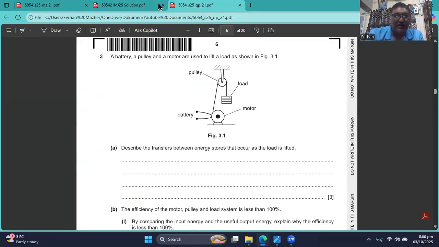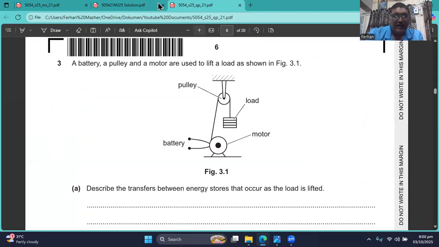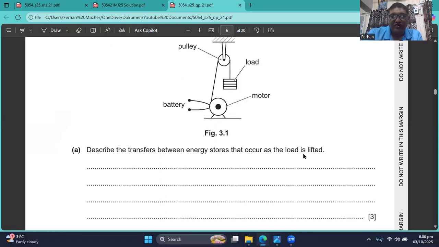Now we are on question number 3. Here we have a battery, a pulley, and a motor used to lift a load as shown in figure 3.1. So here you have a battery, it's powering this motor. This is an electric motor. Okay, so it's lifting a load in the upward direction through this pulley. Describe the transfer of energy between the stores that occur as the load is lifted.